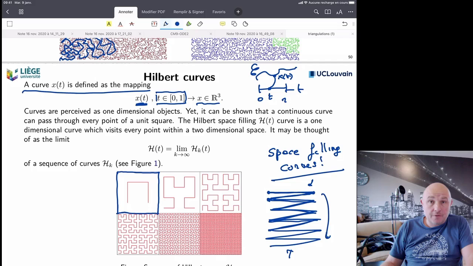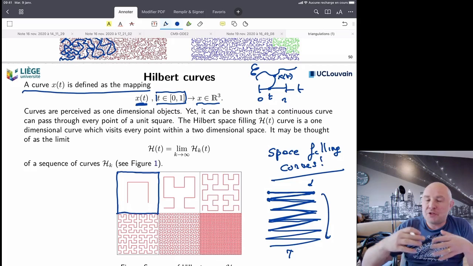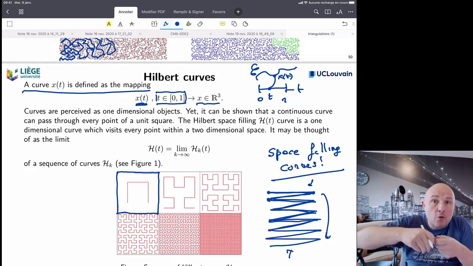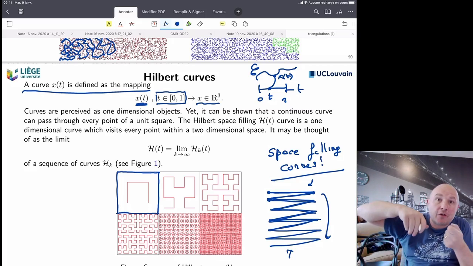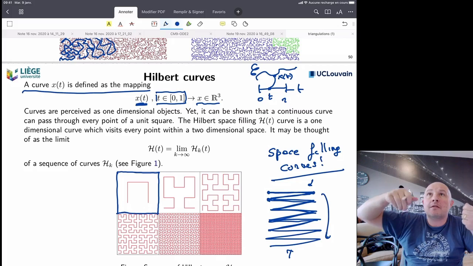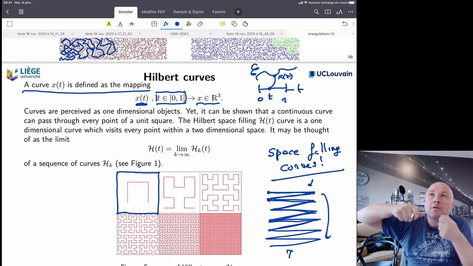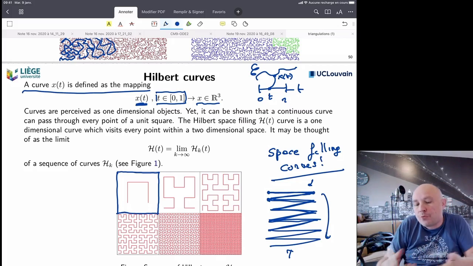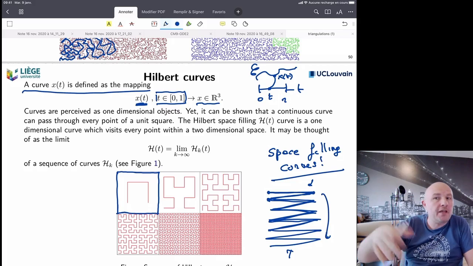There are curves which actually conserve locality. They have a lot of applications in computer science, storing data in memory or things like that to preserve locality. If your memory is actually a 1D thing, and you have a 2D structure you want to make conserve locality, then you like to use such kind of curves that are 2D or 3D.